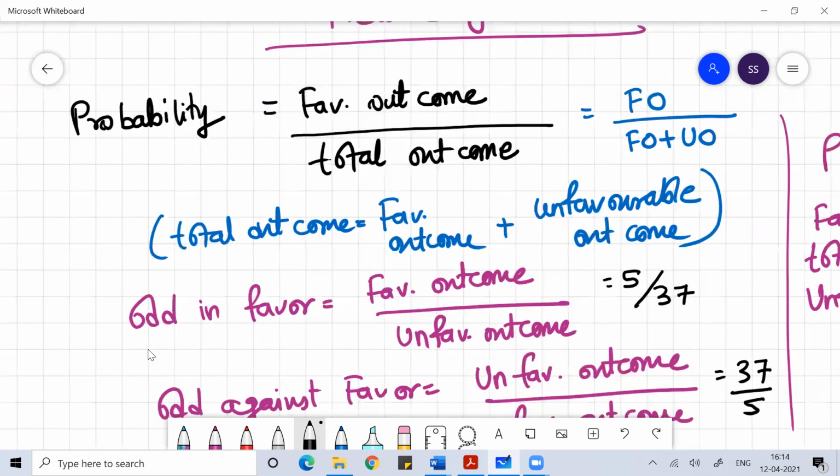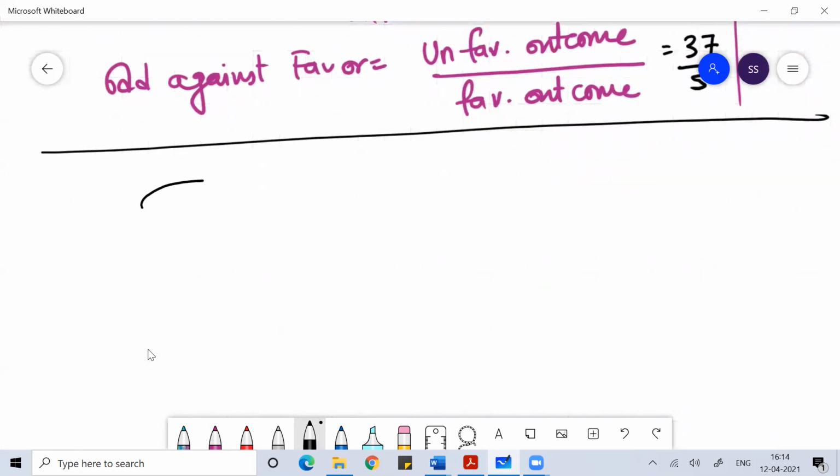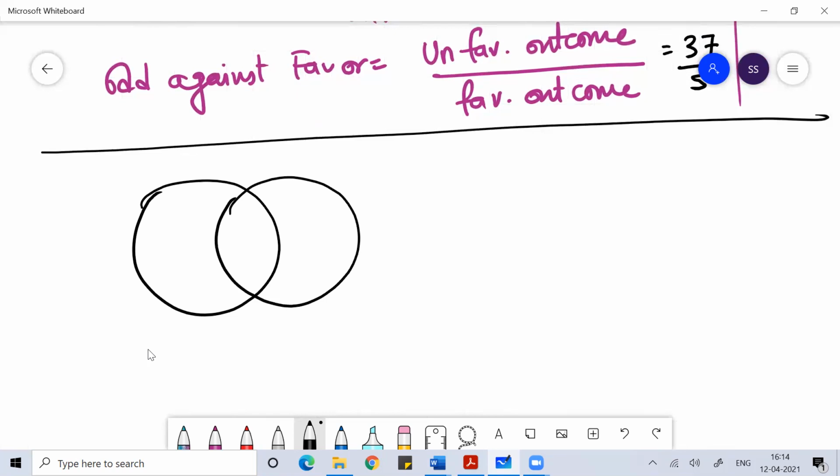Going further in probability, it would be really good if you know the concept of set theory. Say we have two sets, set A and set B. We can define probability in terms of set A and set B. Probability of A union B means the sum total of all the elements inside this circular representation of the sets.